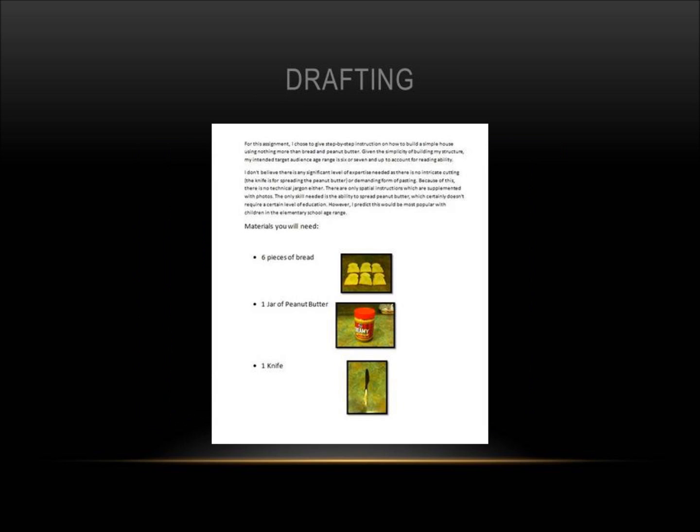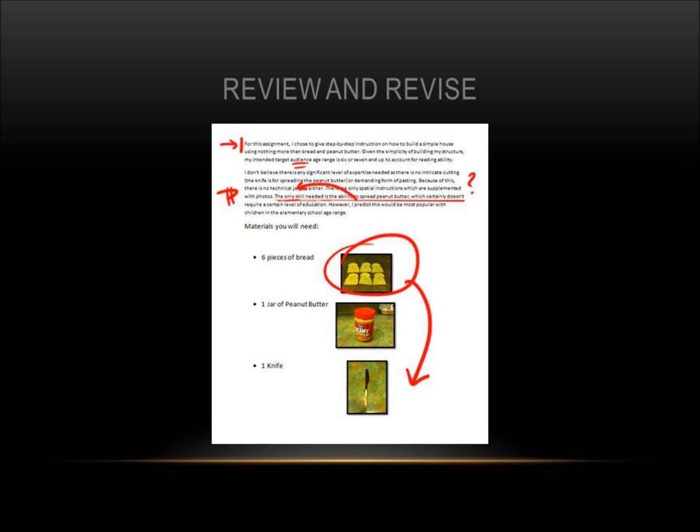Step 3 was to draft my instructions. In order to draft these technical instructions, I had to actually construct the house as I wrote them. This way, I could take as many pictures as I needed to illustrate the process. Step 4 was to review the document. I had several friends and peers review this set of instructions, having them focus on the clarity of each step and how effective the pictures were in the building process.